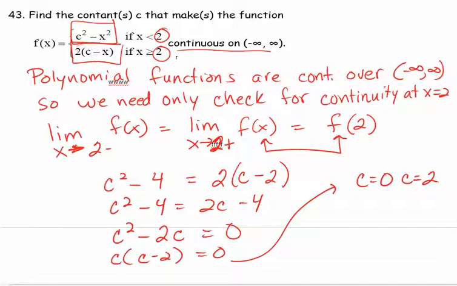So if c were equal to 0, we would have just negative x squared for the first domain. And if c were 0, we would have negative 2x for the second domain. And you could check it out. Is the opposite of x squared equal to 2 times x as x approaches 2? And that should work out okay. And equal to negative 2x. And when c is 2, we would have 4 minus x squared and 2 times the quantity 2 minus x. So both of them work. So we would come up with 2 answers for c that would both guarantee continuity.